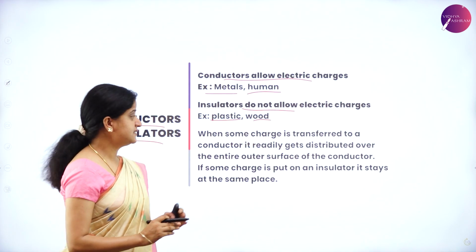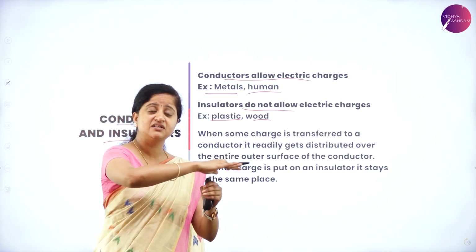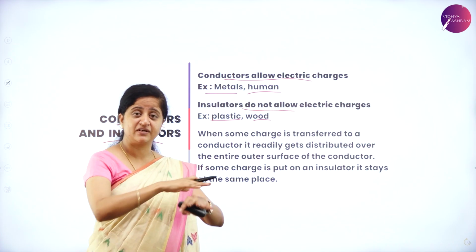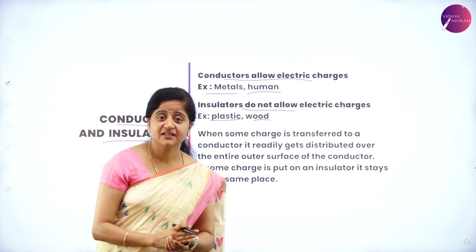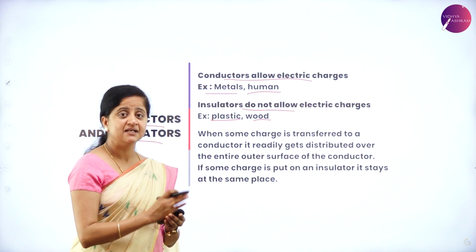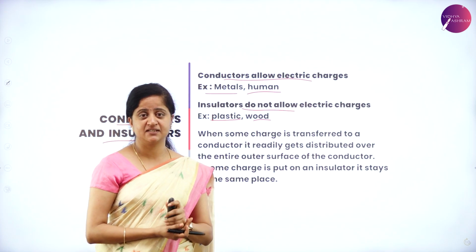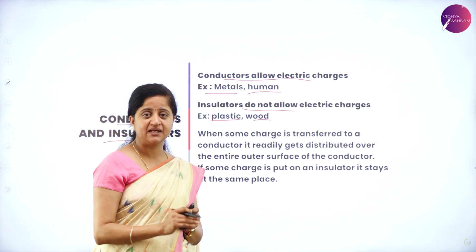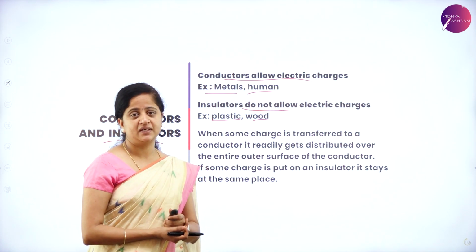When some charges are transferred to a conductor, these charges will distribute uniformly over the entire surface of the material. Whereas in the case of insulators, when charges are passed to those materials, they will stay at one place. There will be no uniform distribution of charges, and hence we say those materials do not conduct. They are named insulators.